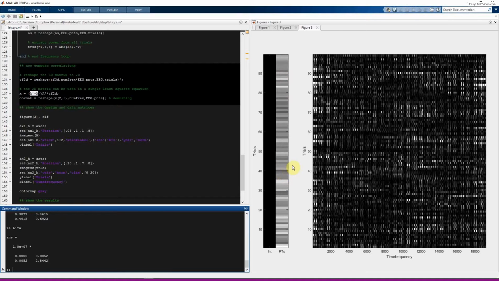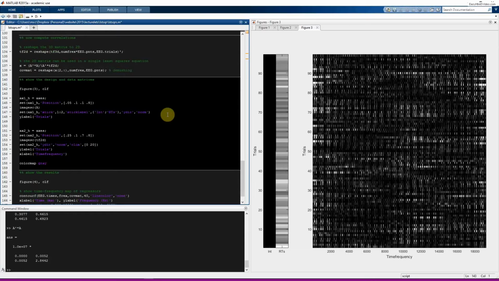Anyway, here is our data matrix. So this is what I call TF2D. And you can see here are the 99 trials. And here it looks kind of funny, but what's actually happening is these are time frequency points. So there's 30 frequencies and 640 time points. So when we stack them all together, you can see it's going through all these time frequency points all the way up here.